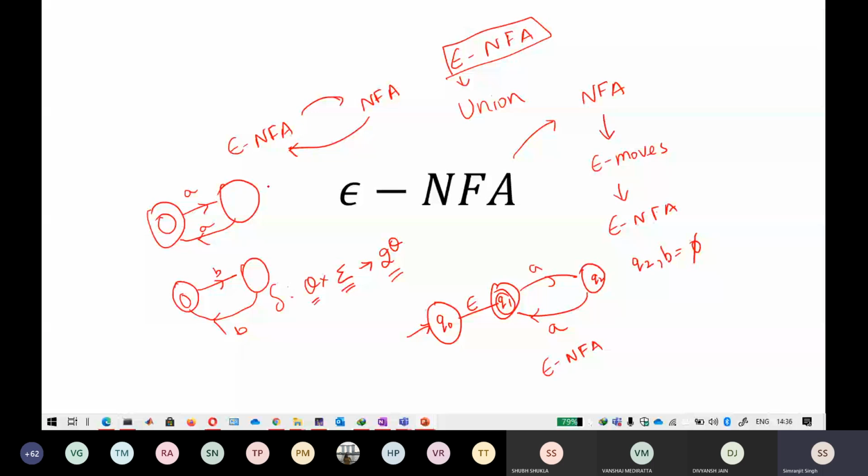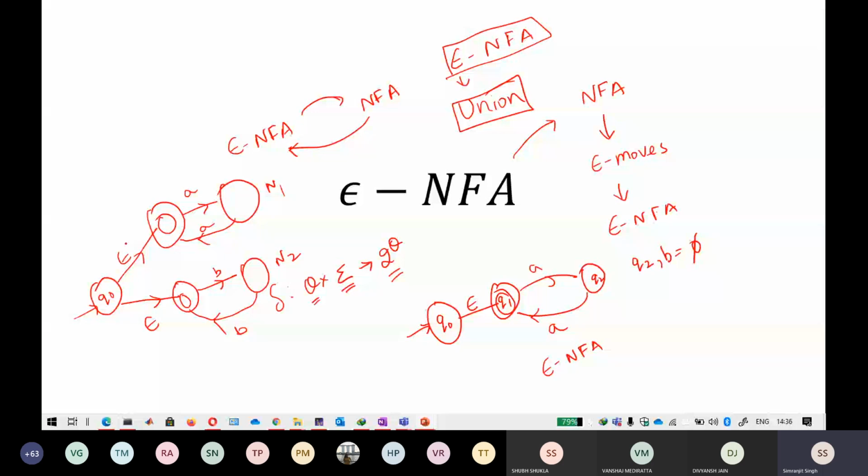This is NFA1, this is NFA2. If I want to combine these, I just take a starting state Q0 and introduce the epsilon moves. Now this will be your NFA that is accepting an even number of A's or an even number of B's. This is the only advantage of epsilon NFA: the implementation of the union operator. You can combine any two different NFAs by using this epsilon move.